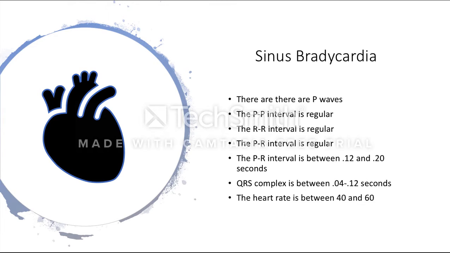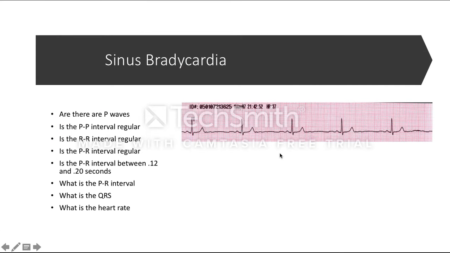But now the difference between sinus bradycardia and normal sinus rhythm is that the heart rate is between 40 and 60 beats per minute. Bradycardia means slow. So when the heart rate is slower than 60, we're going to have a bradycardic rhythm. And our sinus bradycardia is between 40 and 60 beats per minute. Here's our example sinus bradycardia strip.